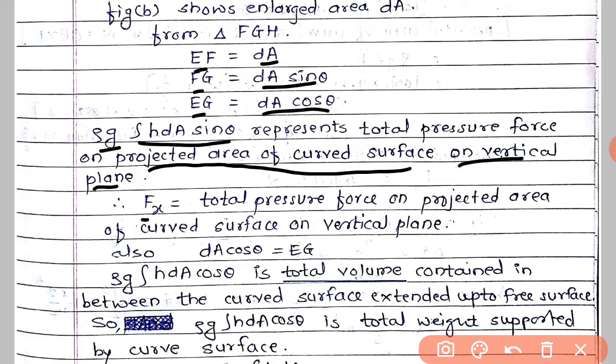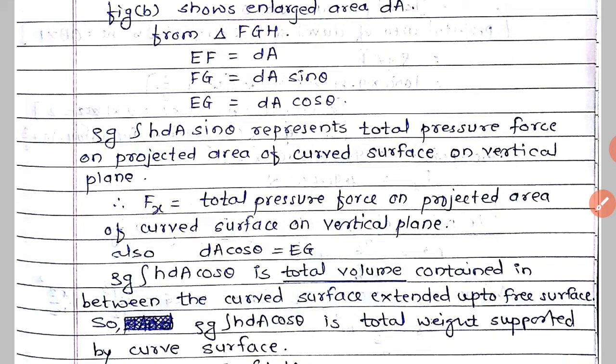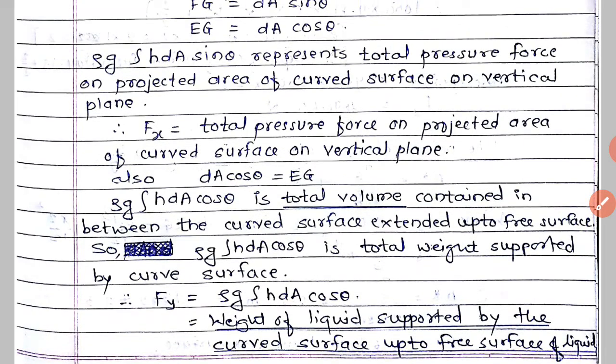So Fx is equal to total pressure force on the projected area of curved surface on the vertical plane, and also dA cos theta is equal to EG, and then rho g into integration of h dA cos theta in equation Fy is total volume contained in between the curved surface extended up to free surface. So rho g integration of h dA cos theta is nothing but total weight supported by the surface, and so Fy is equal to rho g integration of h dA into cos theta.